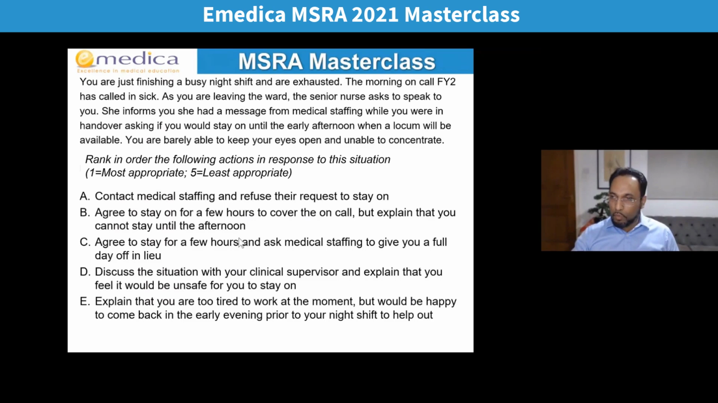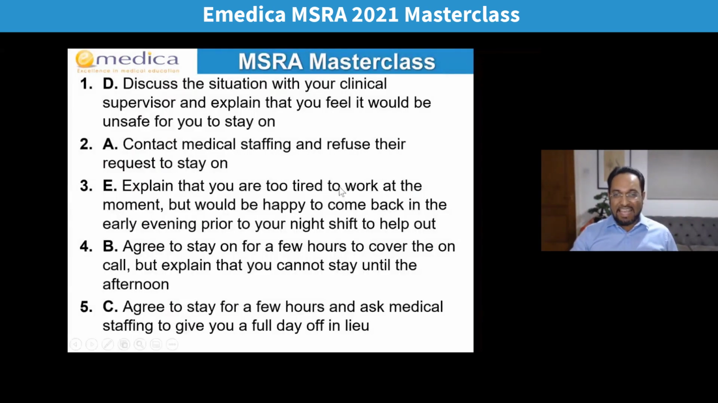So if I look at what people picked as their first options, there's a range. The most popular first option is D, but lots of people also picked either E as their first option, or A as their first option. So there's a big spread, okay? So the preferred response is D, A, E, B, C, okay? D, A, E, B, C.